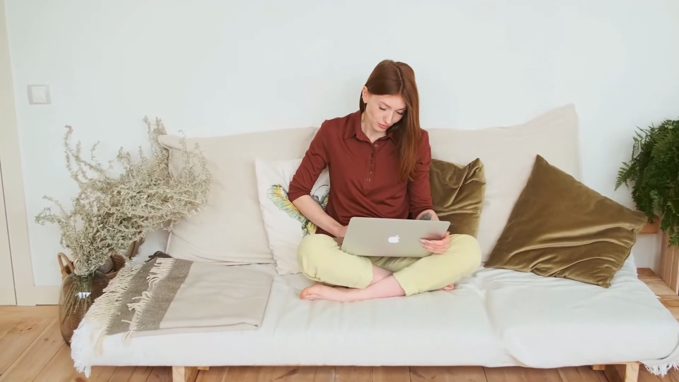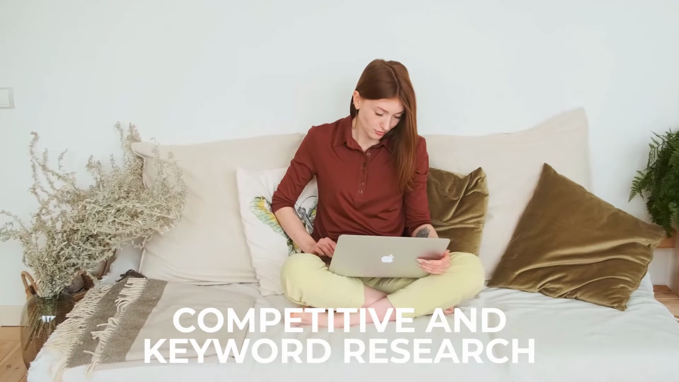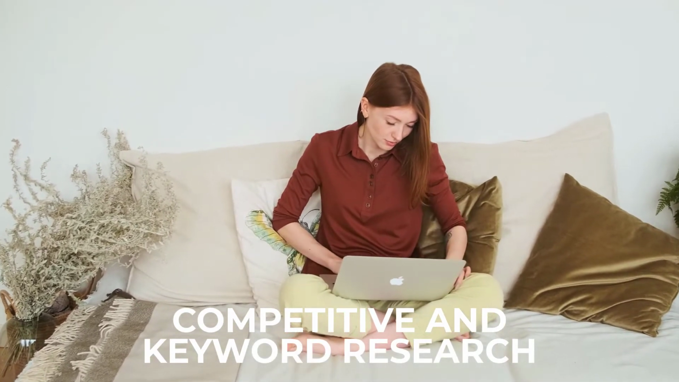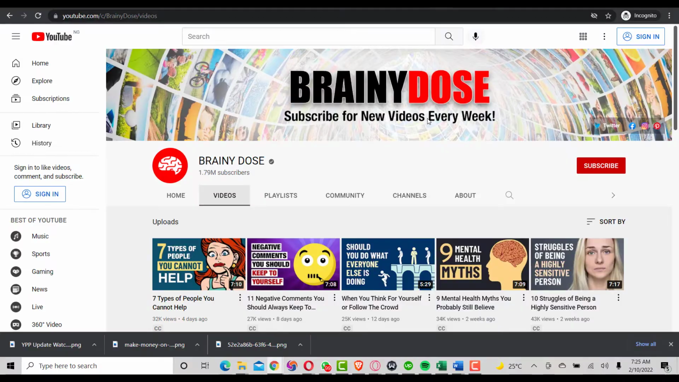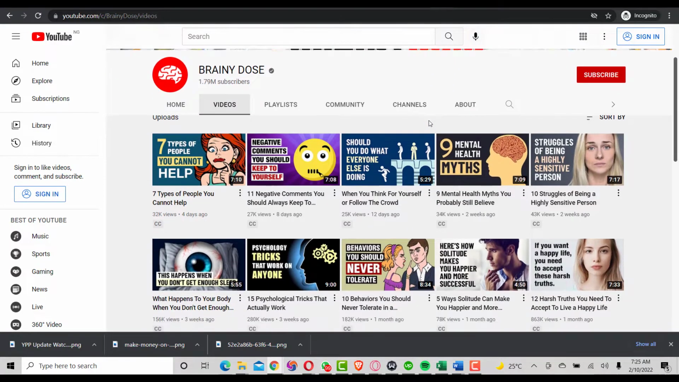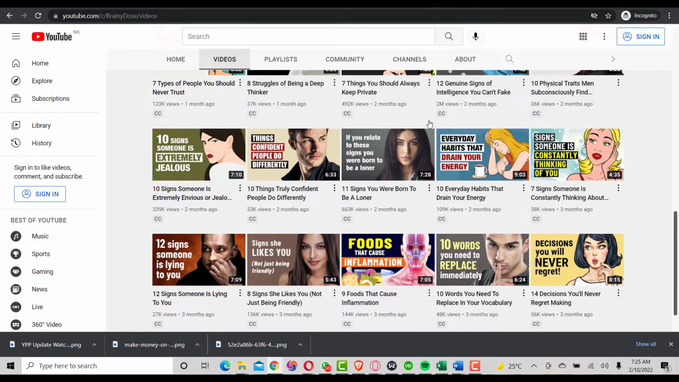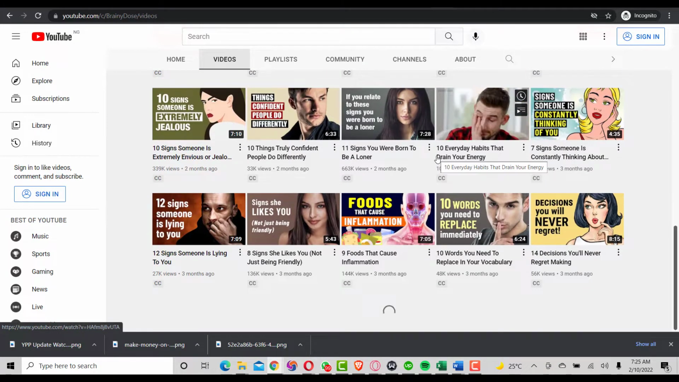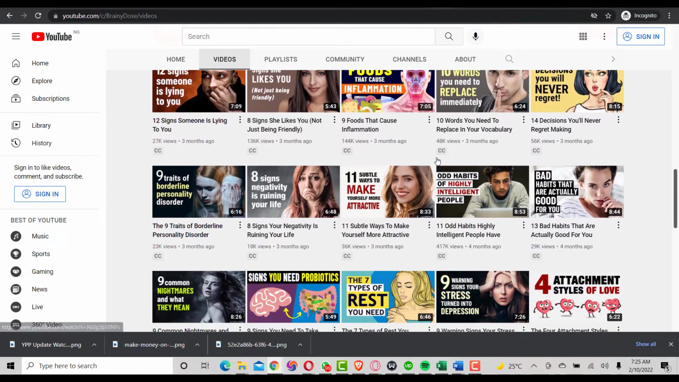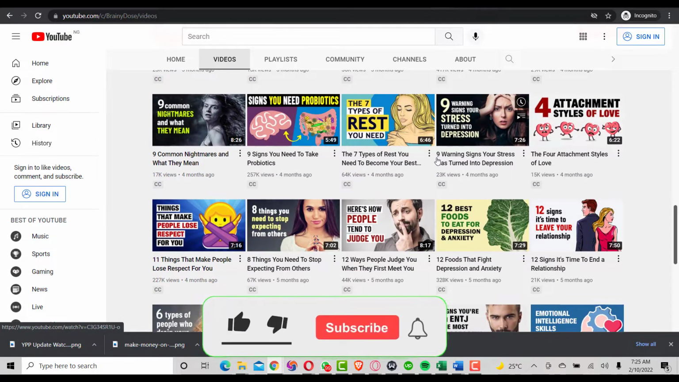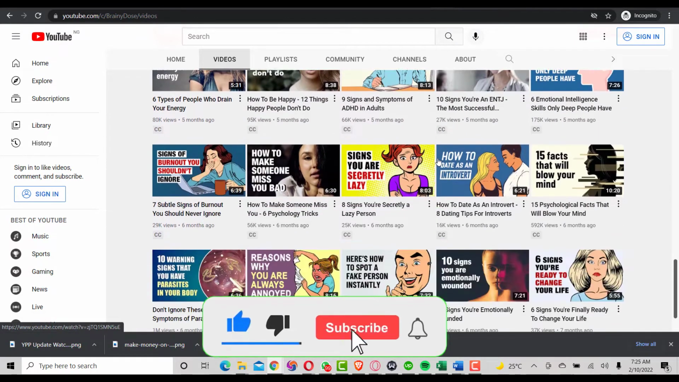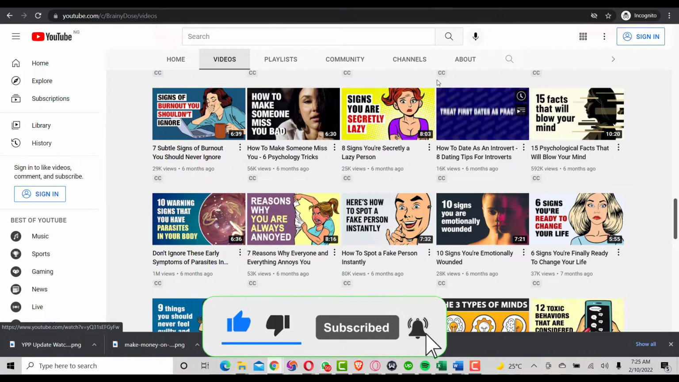Number 2. Competitive and keyword research. Get to know your main competitors first. When you look at the type of content they are publishing, how their thumbnails, titles, and videos look, what performs best, and what doesn't, this will help you figure out what your target audience likes and what kinds of things to write about. Then, do keyword research on a wide range of broad and long-tail keywords to get an idea of how many people search for specific keywords. This will help in the planning phase.